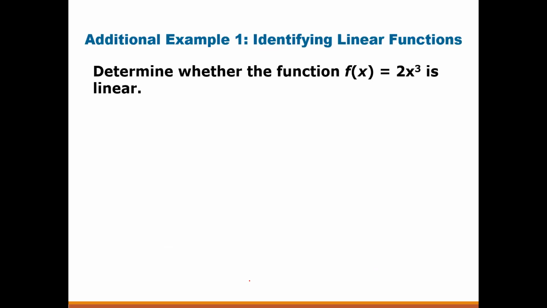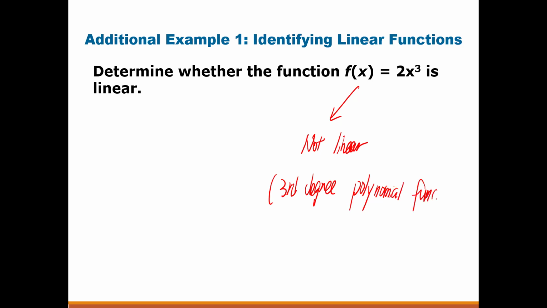Now, determine whether the function f of x equals 2x cubed is linear. No, this is not linear because the power is 3. So this is a third-degree polynomial function. A linear function is first degree because the power for x is 1, so it's a first-degree polynomial function.